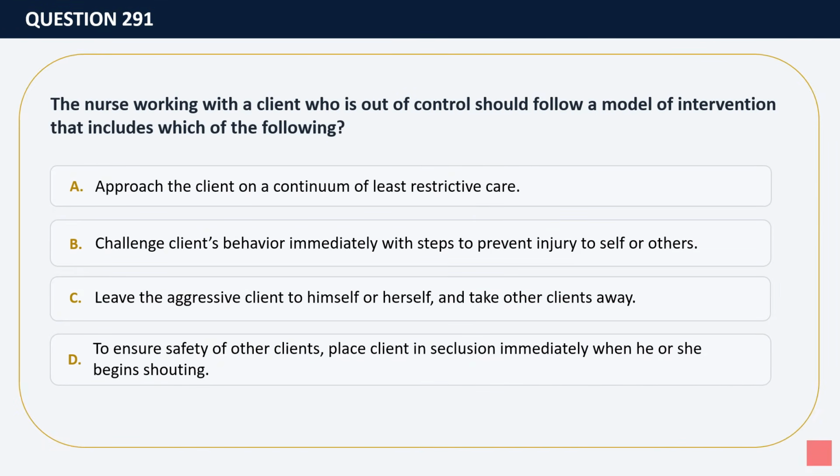Question 291. The nurse working with a client who is out of control should follow a model of intervention that includes which of the following? A. Approach the client on a continuum of least restrictive care. B. Challenge client's behavior immediately with steps to prevent injury to self or others. C. Leave the aggressive client to himself or herself, and take other clients away. D. To ensure safety of other clients, place client in seclusion immediately when he or she begins shouting.